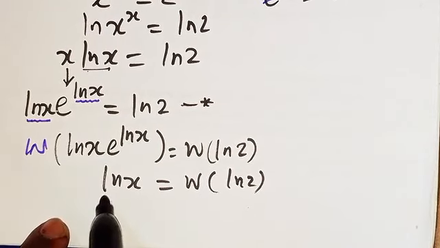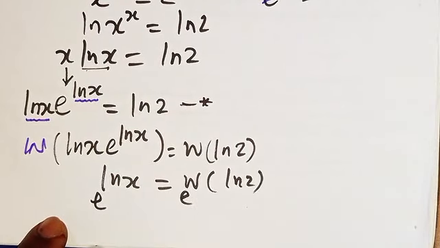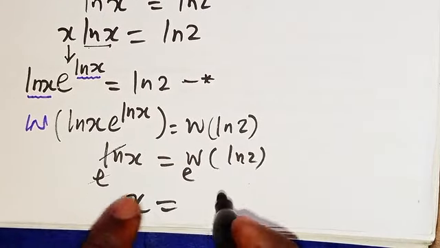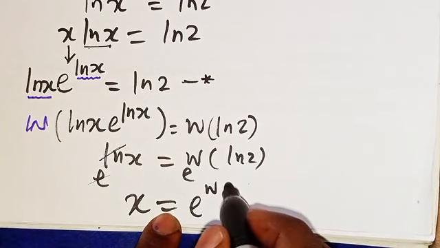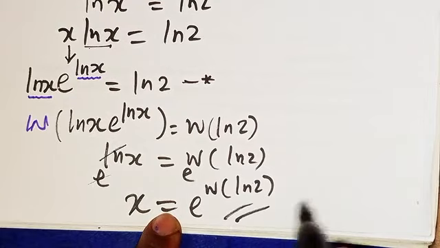So to get rid of this ln, we are going to take e of both sides. This cancels this. We are left with x equals e to the W of ln of 2, right? And that is the solution.